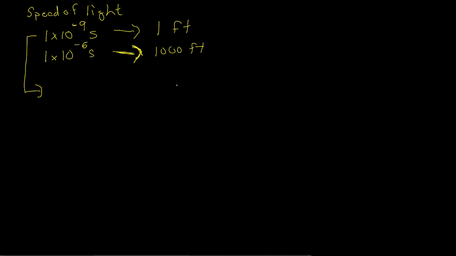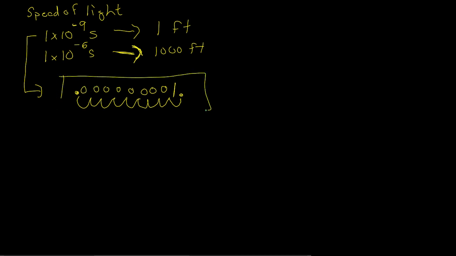But if I were to write 1 billionth of a second, I'd start with my 1 and my decimal places here. Negative 9 says I have to move the decimal place over 9. So 1, 2, 3, 4, 5, 6, 7, 8, 9. So there's where my decimal place goes. Each one of those little humps gets a 0. And that's how we would write a billionth of a second in conventional notation.